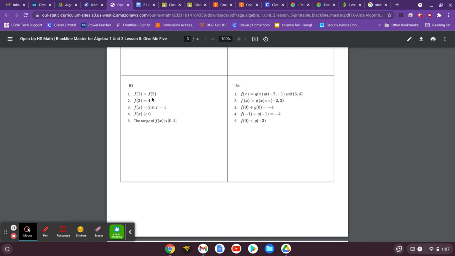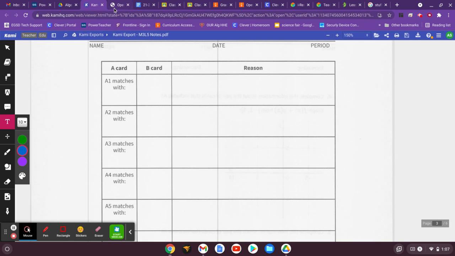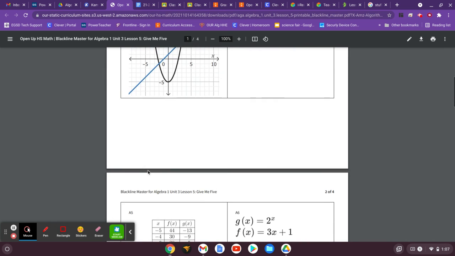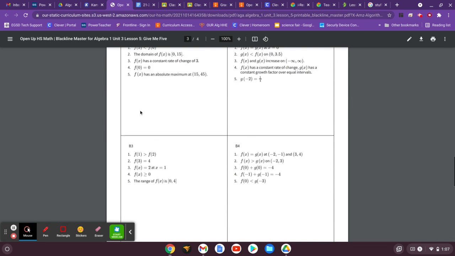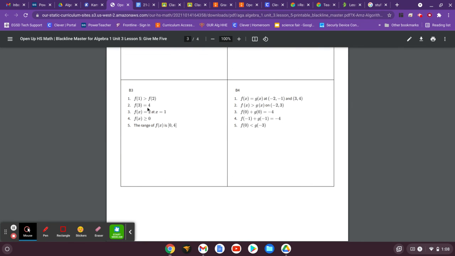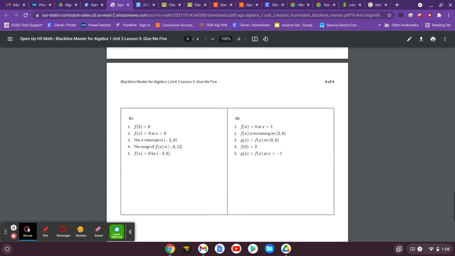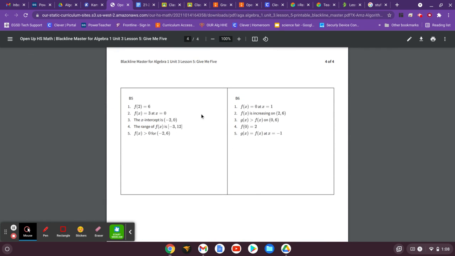B3, f of 1 is greater than f of 2. If I go back over here, I gotta scroll back up. So f of 1 is greater than f of 2. That is incorrect. So I'm going to go back down to B3. So that one is not true. Here I have two functions again. This one is not. And out of these two, there's two functions as well. So B5 is looking like it's probably going to be it.